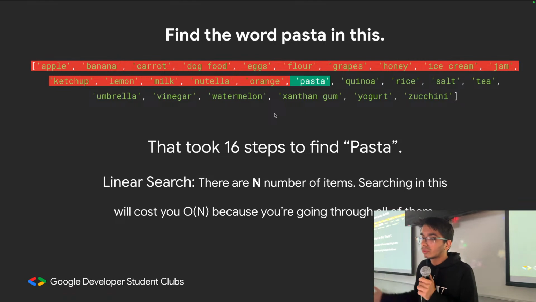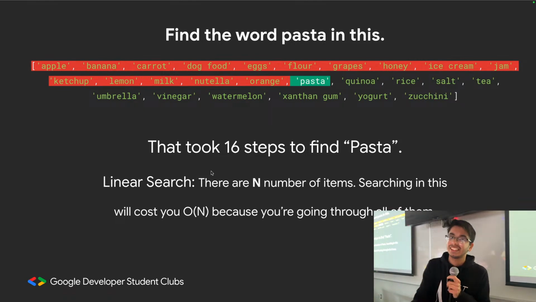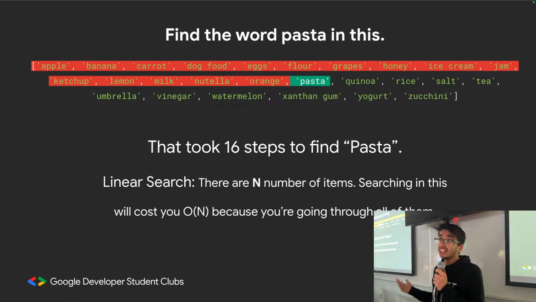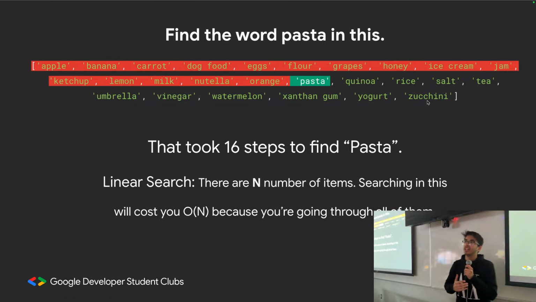And by that I mean as n grows, the complexity is also going to grow linearly with the size of the array. So if you were to search for zucchini, for example, it's going to take you 26 steps. But let's take an example of zucchini being at the end of the list, and if there's 1,000 elements, it's going to take 1,000 steps to find zucchini.